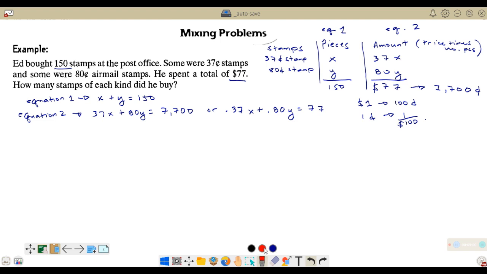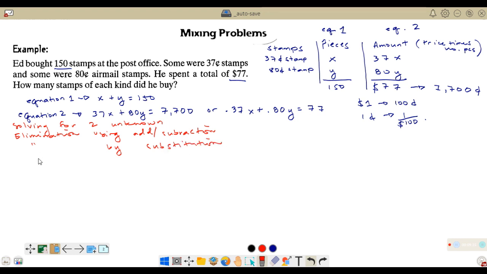Now, let's look for the values of x and y. So, what do we do when we solve for two unknowns? So, kapag nagsasolve tayo ng dalawang unknown, meron tayong iba't ibang approaches na pwedeng gamitin. Pwede tayong gumamit ng elimination using addition or subtraction. Pwede rin namang elimination by substitution. Or kung gusto mo pahirapan yung sarili mo, mag-graphing ka. Hanapin mo yung point of intersection nung dalawang linya represented by equation 1 and equation 2. Okay, dun lang tayo sa madali.